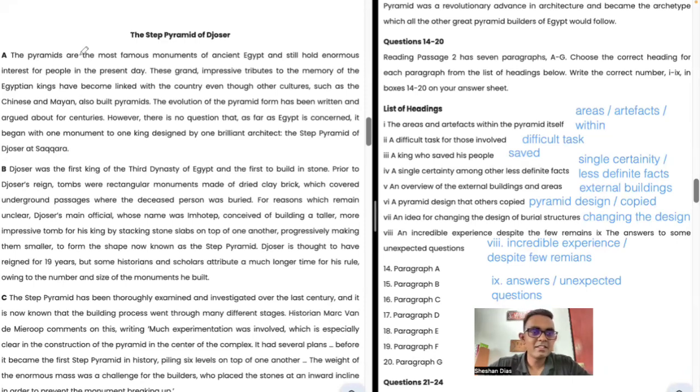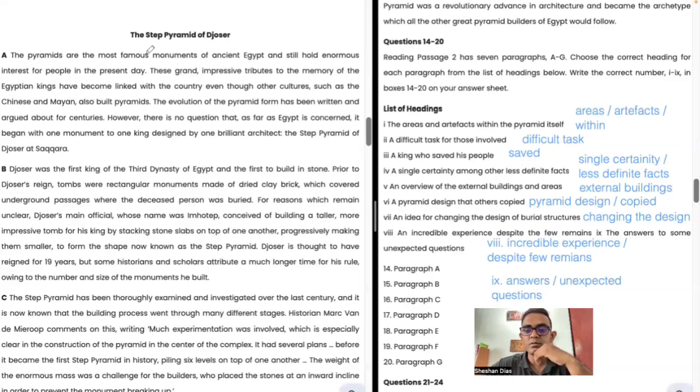And this is the first paragraph. We are going to look for these keywords inside this particular paragraph. I told you that the recommendation from IDP, and the recommendation that most people give, is to read the first and last line of the paragraph. Let's first read the first and last sentences and see if we can find any of our keywords. The pyramids are the most famous monuments of ancient Egypt and still hold enormous interest for people in the present day. Okay.